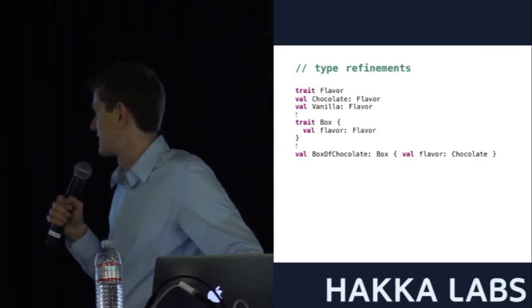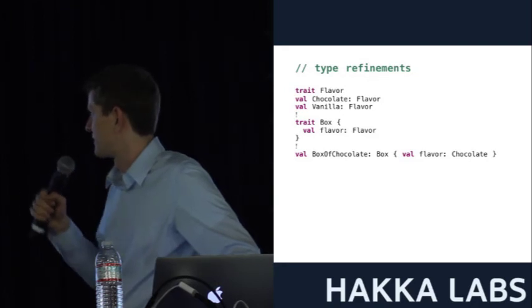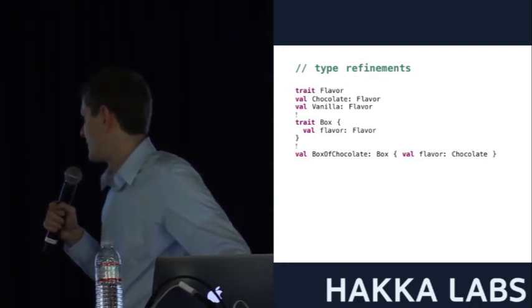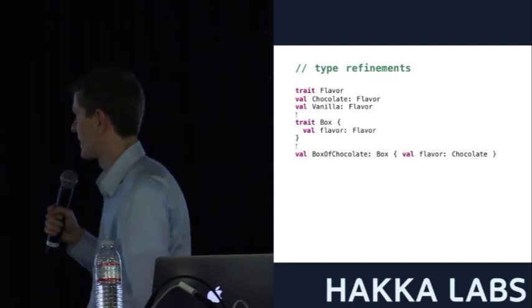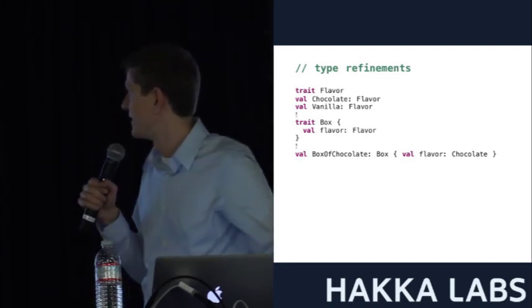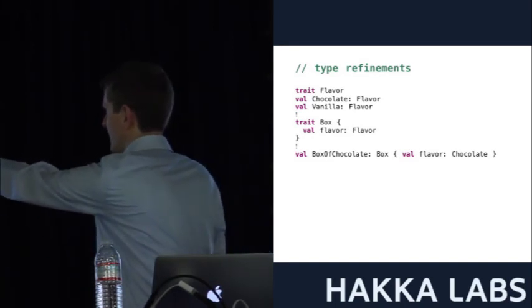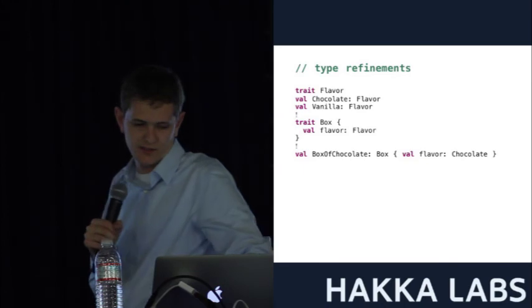And so it's just a simple example saying, hey, you want a box of chocolates, you've got a box and you specify the value, or if you have an abstract type, you can use the type syntax for type refinements too.